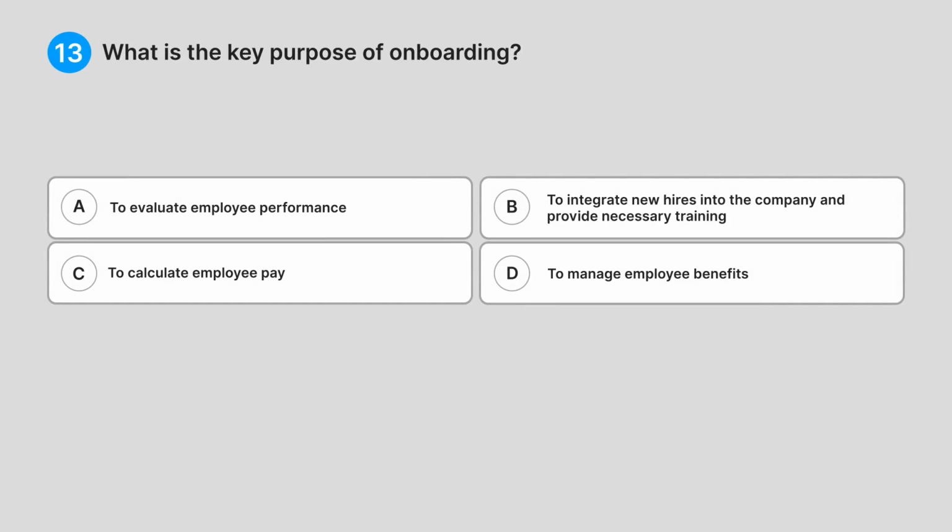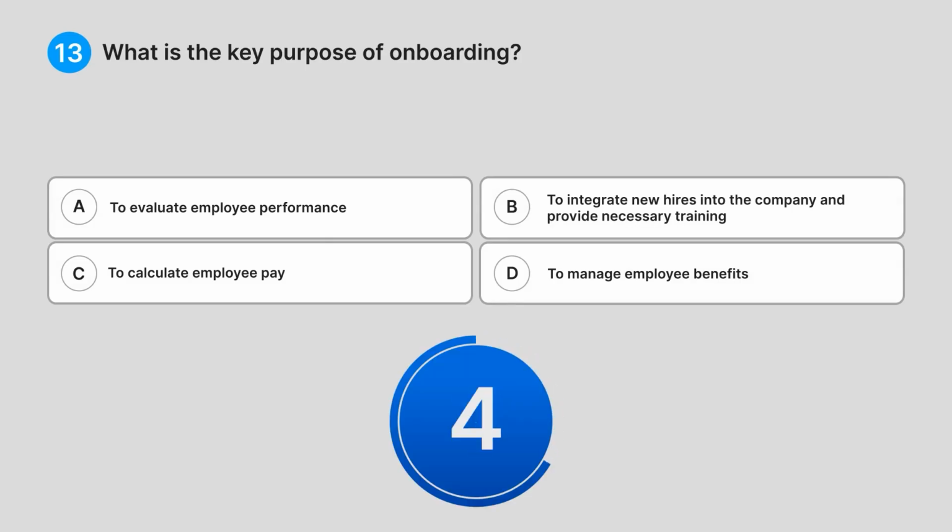13. What is the key purpose of onboarding? A. To evaluate employee performance. B. To integrate new hires into the company and provide necessary training. C. To calculate employee pay. D. To manage employee benefits. Can you guess the answer?